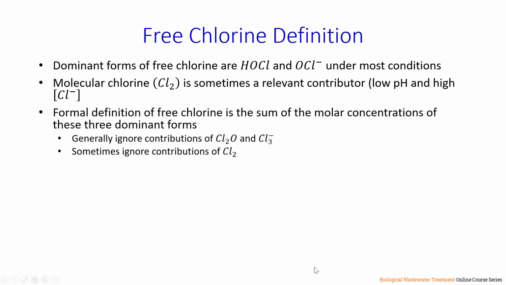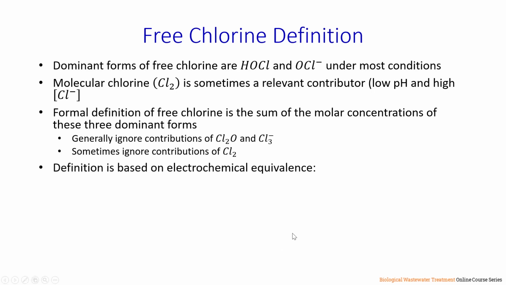Because of that, the formal definition of free chlorine is the sum of the molar concentrations of these three dominant forms. By extension, what that tells us is that we generally ignore the contributions of chlorine monoxide and the trichloride ion, and in some circumstances we choose to ignore the concentrations of molecular chlorine, or Cl2.